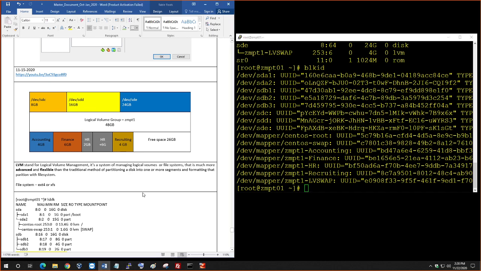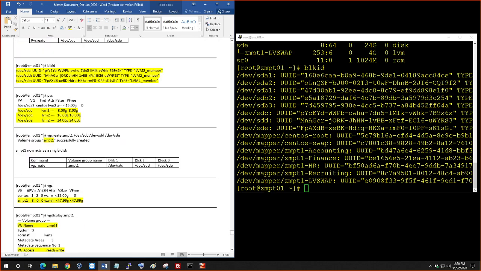Okay, so we saw how we have LVM here now.